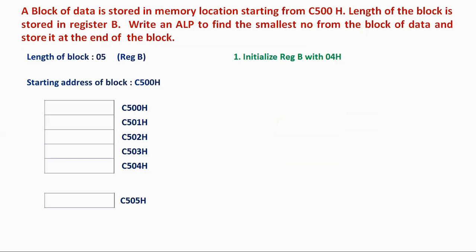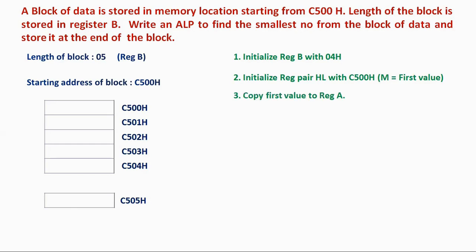So I have initialized register B with 05. My register B will act as a counter in this program. Now initialize register pair HL with C500H. We know that if you put any address into the HL register pair, then the data present at that location goes into M. So if you place C500H into HL, your first number goes into M, and then we can copy that data to the accumulator.